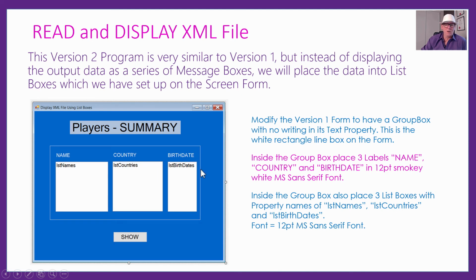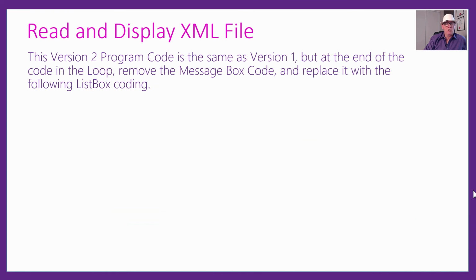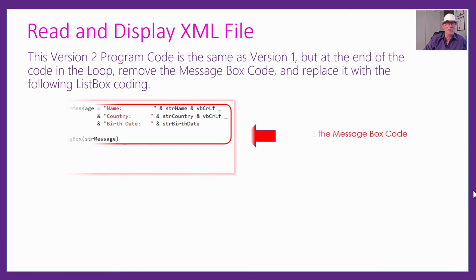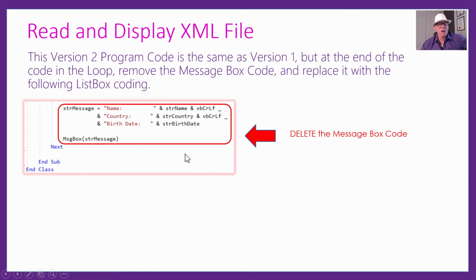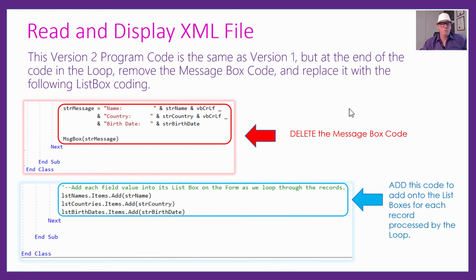So you need to name those in their name property with those exact names, or the code we're going to do next won't work. All right, so the code is really quick because we're just using everything we had in version 1 and we're just changing right down the bottom of the program. So, down the bottom of the program in that loop where we're putting out the text boxes one after each other, where we strung together the name, country, birth date and put it out as a message box, just delete those 4 different lines of code out of the program and put these ones in instead.